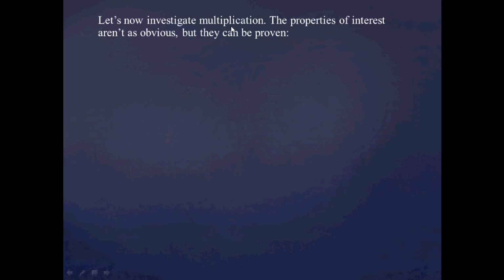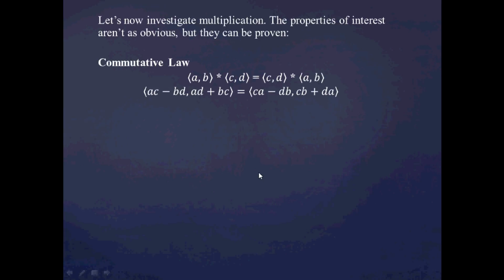So let's now investigate the algebraic properties of multiplication. Again, we have these properties of interest, such as the commutative law, associative law, etc. Since our definition isn't as intuitive, these laws aren't as obvious as they are for addition. But let's go through them and show how they can be proven. So let's see if the commutative law for multiplication holds. Again, if this commutative law holds, it must be true that (a, b) times (c, d) is the same thing as (c, d) times (a, b). Now we just apply the definition for multiplication of two complex numbers. On the left-hand side, I get ac minus bd as the first component, and then the second component is going to be ad plus bc.